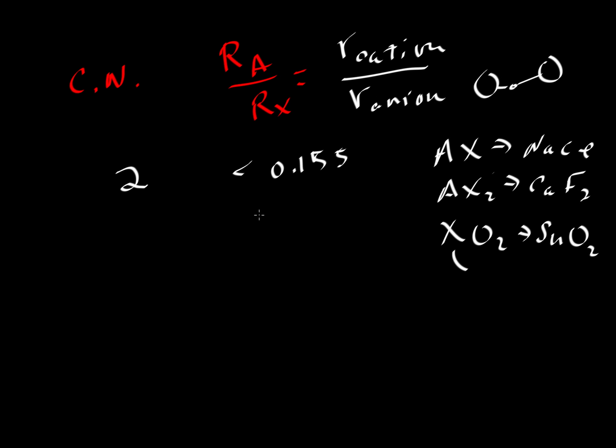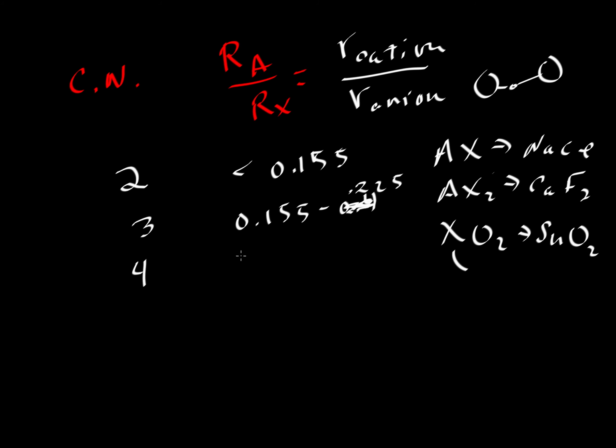And if that ratio is greater than 0.155 but less than 0.225, then we'd get a coordination number of 3. And you don't have to memorize these. You can always look these numbers up in a textbook or probably even more quickly on Google.